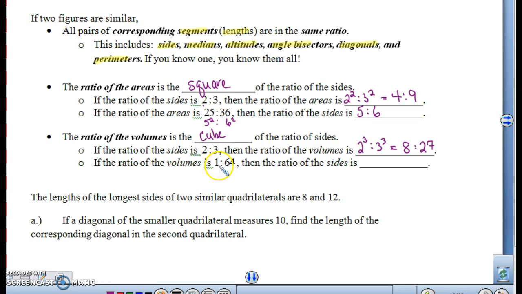And if the ratio of the volumes is 1 to 64, then to find the ratio of the sides we'd have to take the cube root. 1 cubed is 1, and 4 cubed is 64, so this is a ratio of 1 to 4. So if you know the ratio of the sides, you can square it to get the ratio of the areas, or cube it to get the ratio of the volumes. And the ratio of the sides is also the ratio of anything that you would measure just the length on. Okay, so let's try a couple of problems that deal with this.